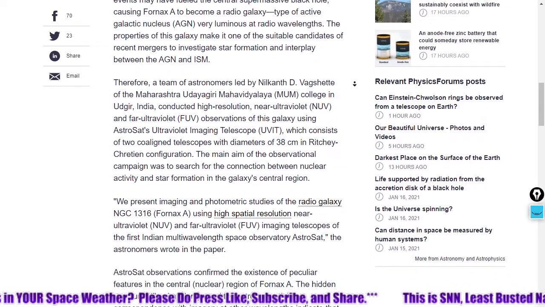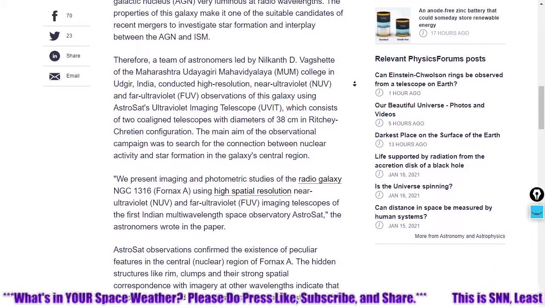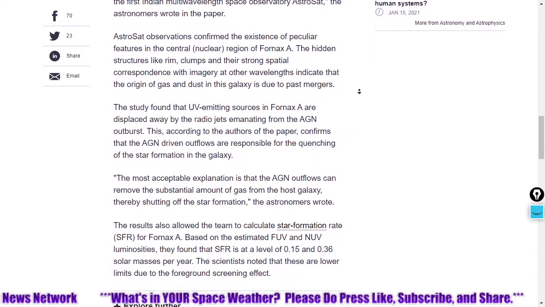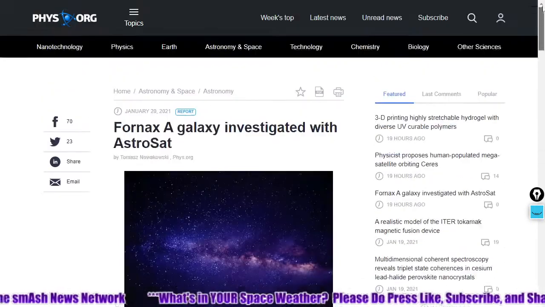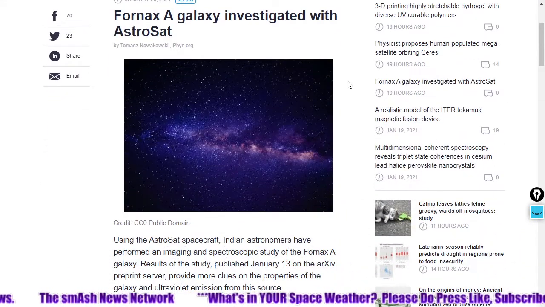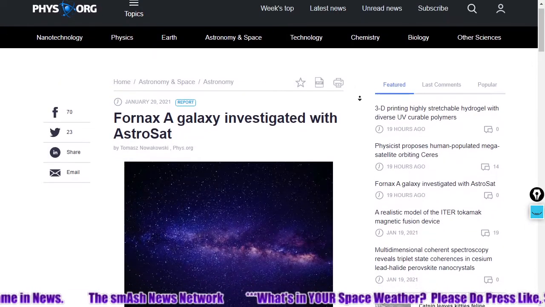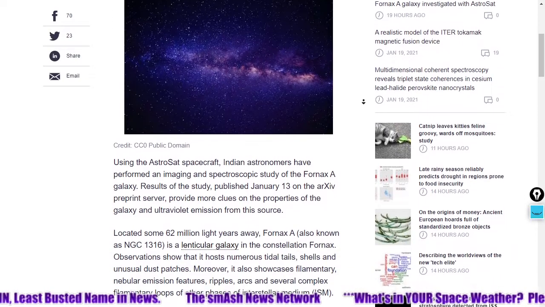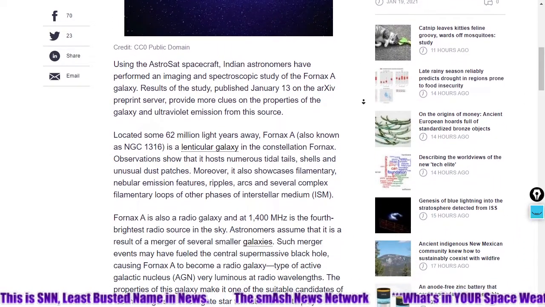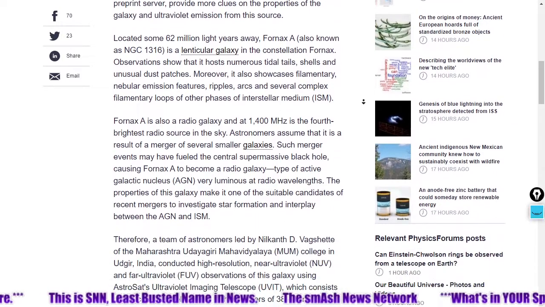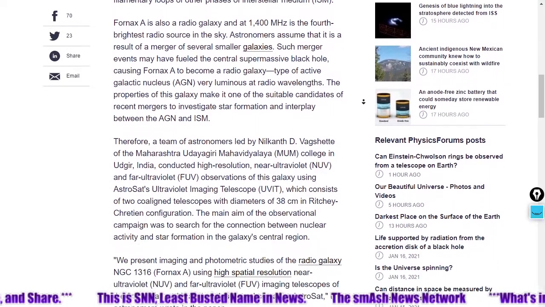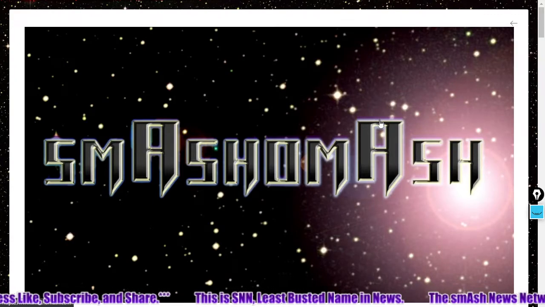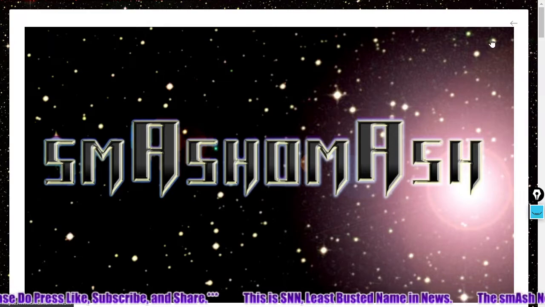Is there some kind of a relationship between distant galaxies and the sun's radio flux? Well, we don't know, but it's part of the reason why we have a channel, part of the reason why we do cosmology segments, as some of us are trying to figure out the mechanism behind the solar cycles. So perhaps read this article. It's on phys.org's Astronomy and Space section. An article about Fornax A, investigated by Astrosat. And again, the 4th strongest radio source at 1400 megahertz, which just so happens to be 1/2 the frequency of the 10.7 centimeter radio flux, which is 2800 megahertz.